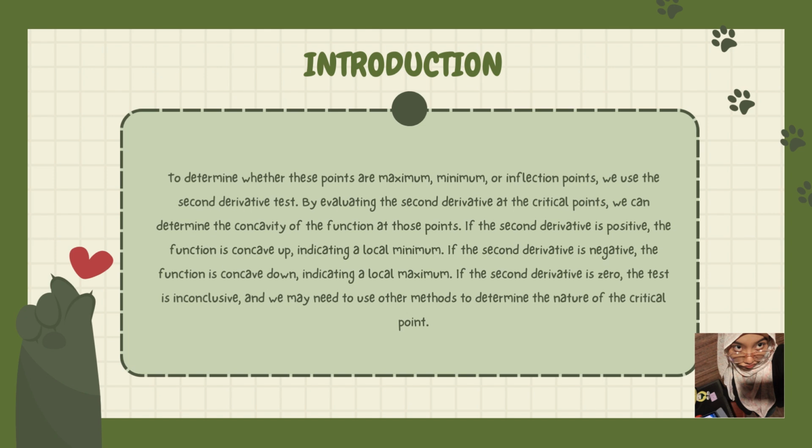If the second derivative is positive, the function is concave up, indicating a local minimum. If the second derivative is negative, the function is concave down, indicating a local maximum. If the second derivative is zero, the test is inconclusive and we may need to use other methods to determine the nature of the critical point.